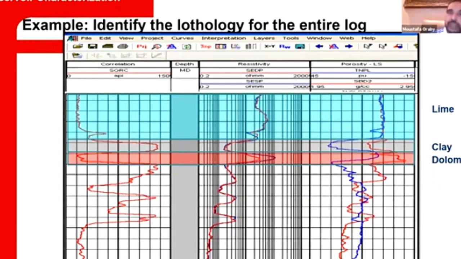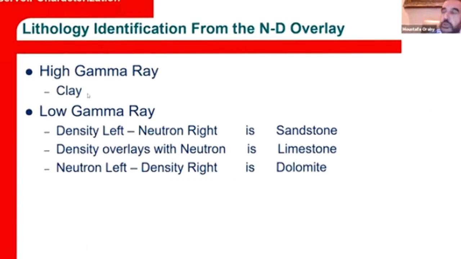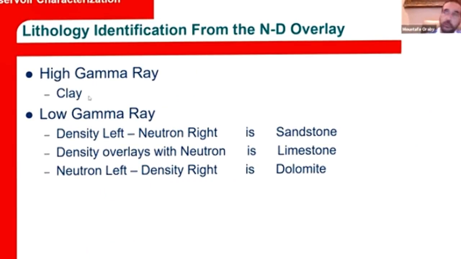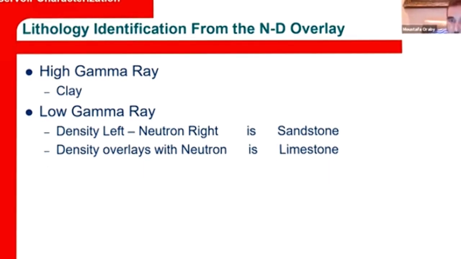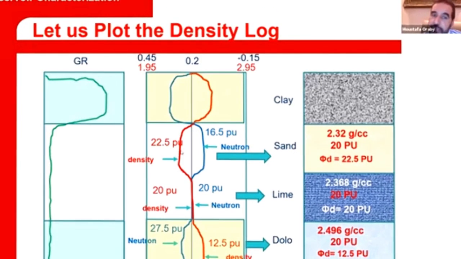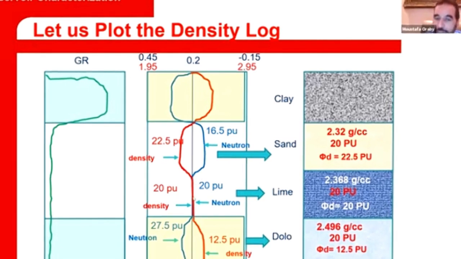Make sure you guys understand this. High gamma ray is clay. So don't even waste your time. And you know, neutron left, density right. Okay? Let me go back with one more slide. Just one more slide. Make sure that you guys are still following this. Density left, neutron right, it's sand. Overlaying, it's lime.